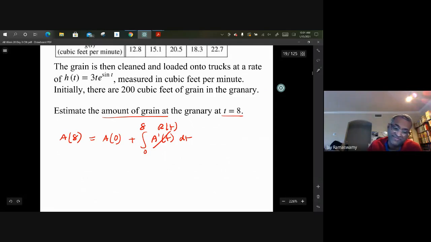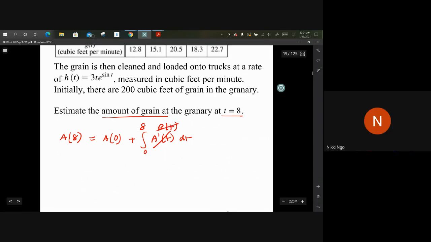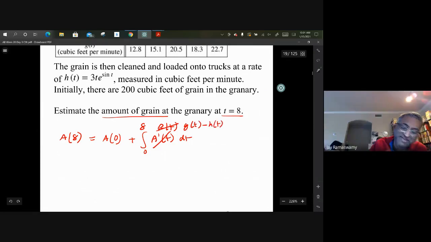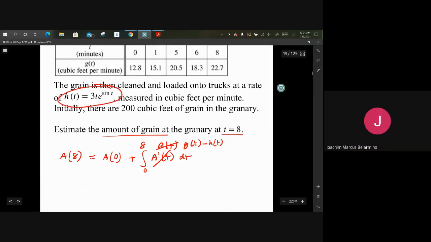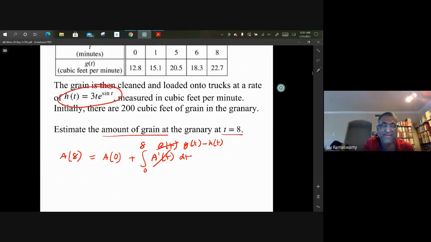Now, stop. What is R of t after all? G of T minus H of T. Now I'm blowing your mind. Look at the board, please. Isn't G of t the table question? Yes. Isn't H of t actually a formula? Yes. I'm going to say something profound. Think about it and say, yeah, I totally get it. So should I?